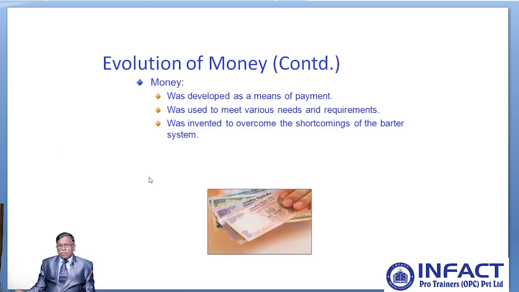Earlier, money was developed as a means of payment. Money was used to meet various needs and requirements. Money was invented to overcome the shortcomings of the barter system. That is, before money, we had something called the barter system, that is, exchange of goods among ourselves. That system is called the barter system.